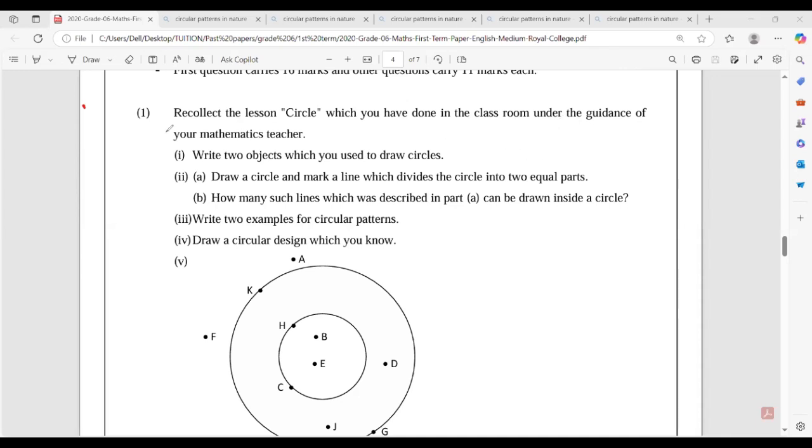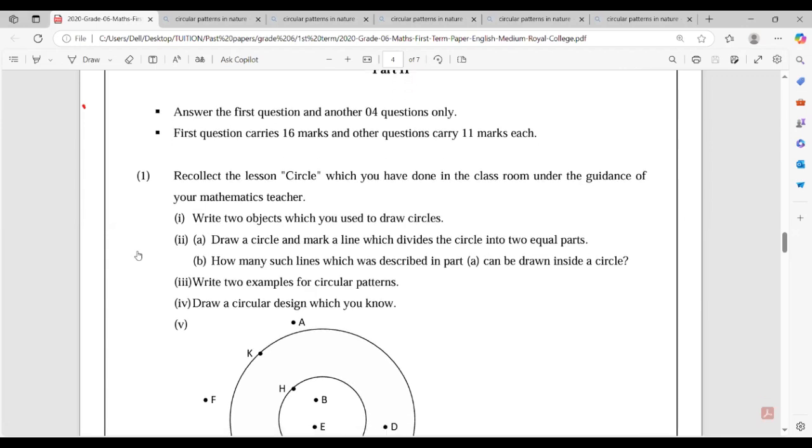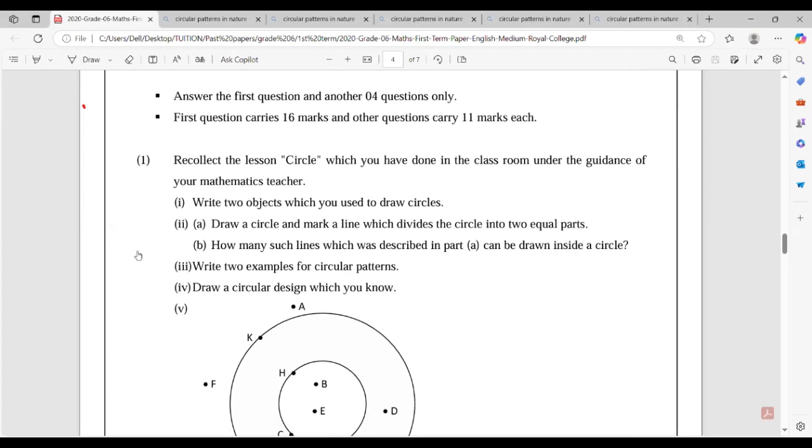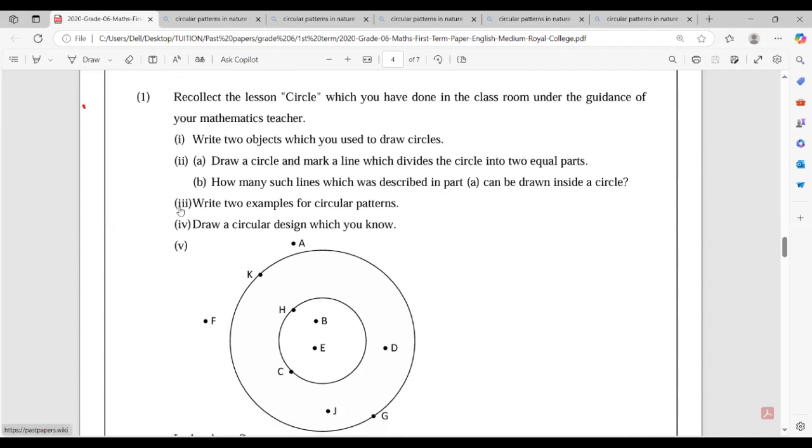Okay, children, let's start doing this paper 2. And here you have to answer the first question and 4 other questions. The first question carries 16 marks and the other questions carry 11 marks each. So my advice is to read all the instructions before answering the questions and have a look at all the questions. Not for a long time, just take a couple of minutes, right? And then you can see all the questions and start answering with an easier one, right?